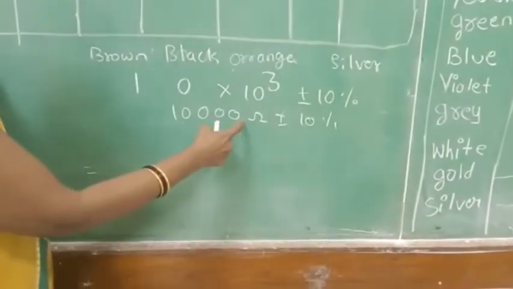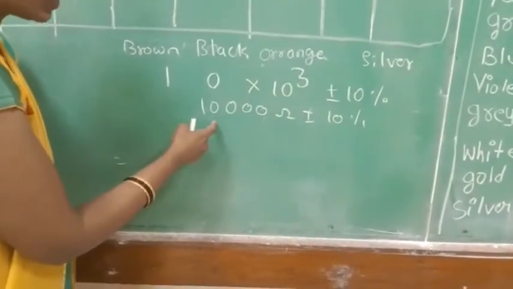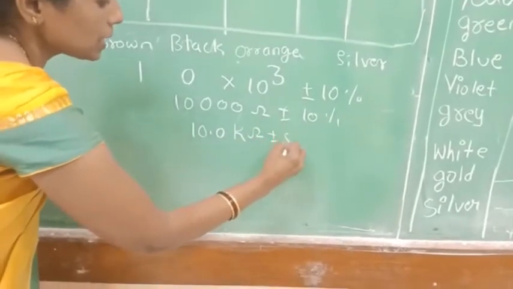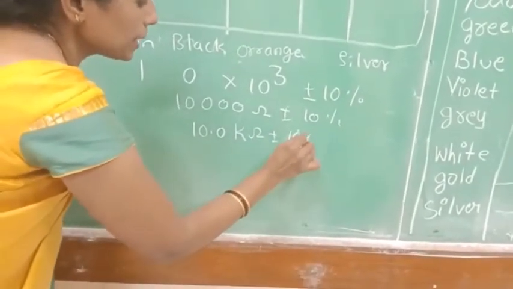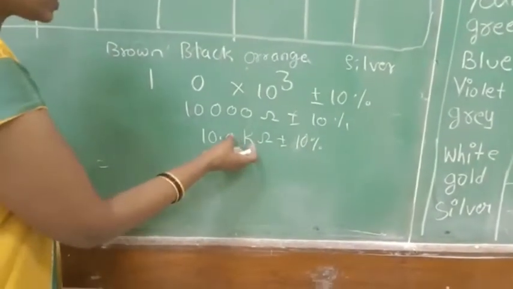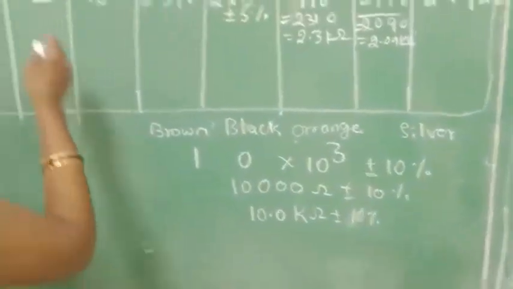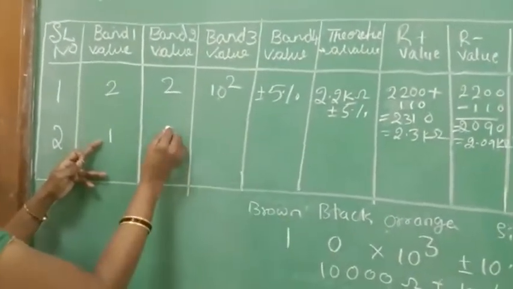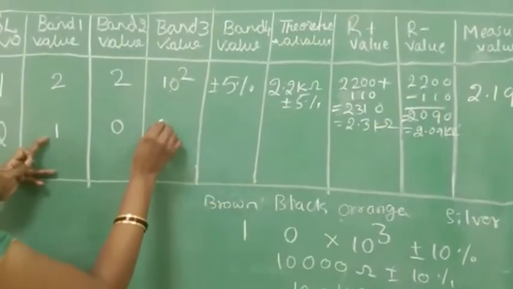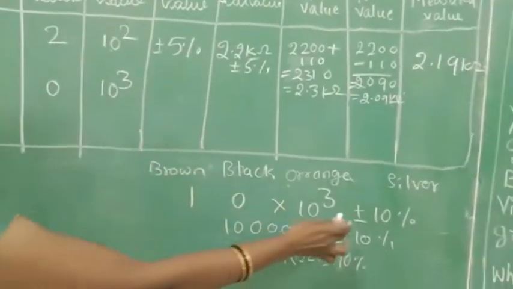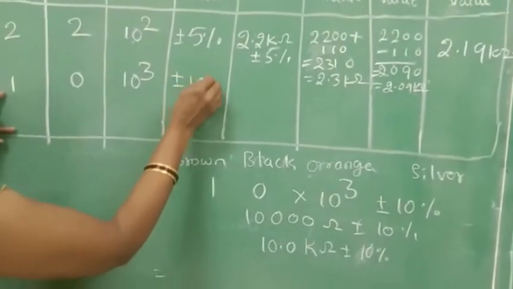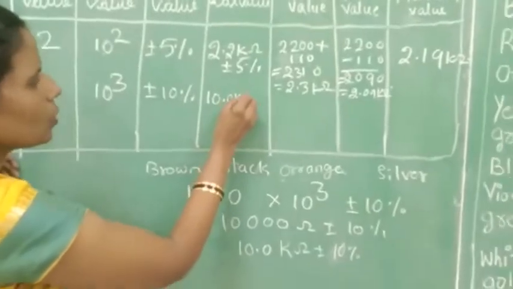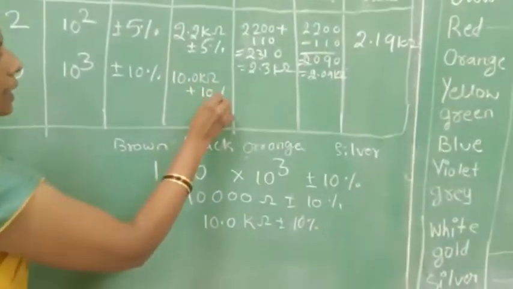How to convert ohm into kilo ohm? Divided by 1000. So divided by 1000, it becomes 10 kilo ohm plus or minus 10%. Okay. We write these values in the tabular column now. So the band 1 color is 1, band 2 is 0. Band 3 is 10 to the power 3. Tolerance value is plus or minus 10%. True value is 10.0 kilo ohm plus or minus 10%.